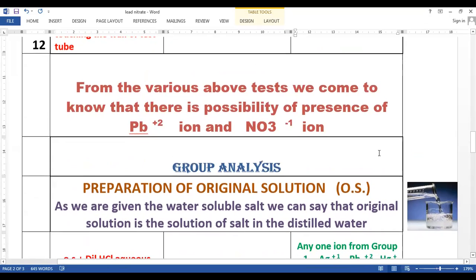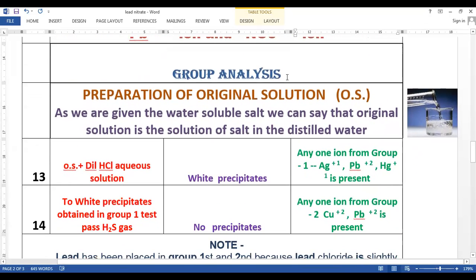Now, my dear students, we are going to perform a group analysis. First, preparation of the original solution. To prepare the original solution, we dissolve the given salt into distilled water, and this is how you can see here. I have a small picture that we dissolve the salt into the distilled water, then we filter it, and after filtration we get the solution. That solution is known as the original solution. Now on this original solution we are going to perform the group analysis test.